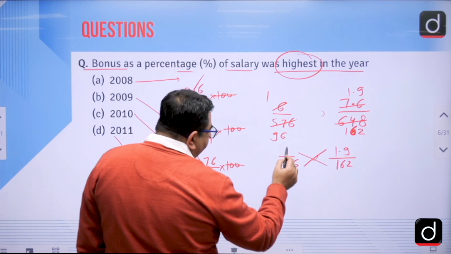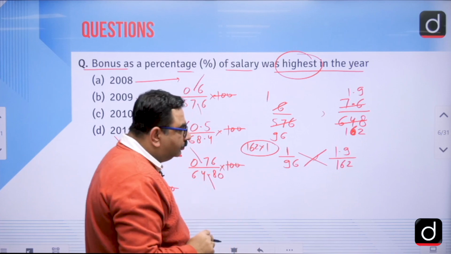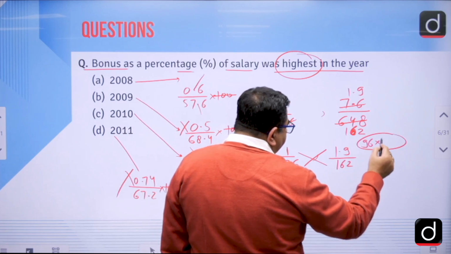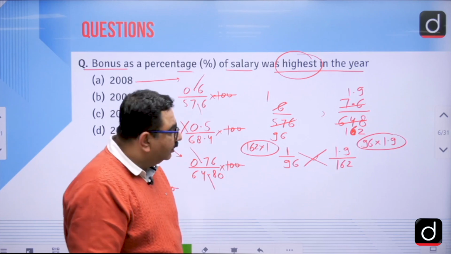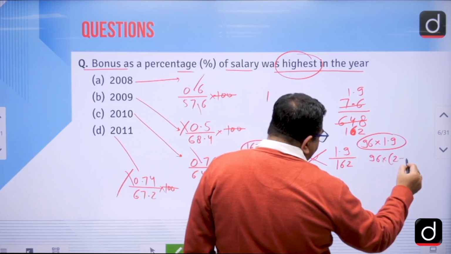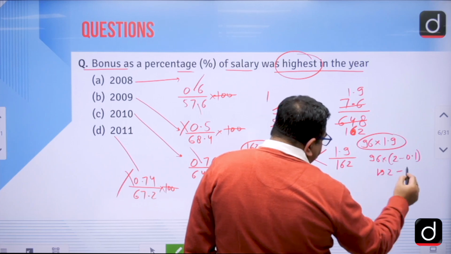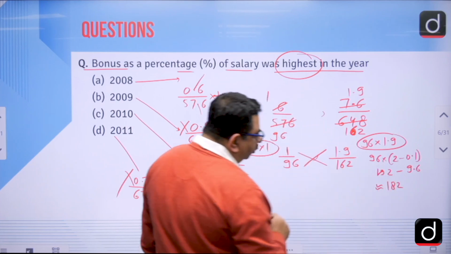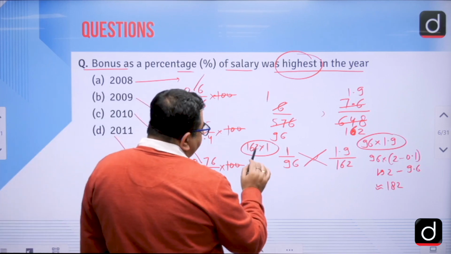Suppose 162 into 1, this I will write here, 162 into 1, so that is 162, and here this will be 96 multiplied by 1.9, right? Now this number further if I calculate, suppose this is 2 minus 0.1, so 96 into 2 is 192 minus 9.6, right? So that will be close to, can I say, 182, right? So after having done the cross multiplication, we can check which number is greater.